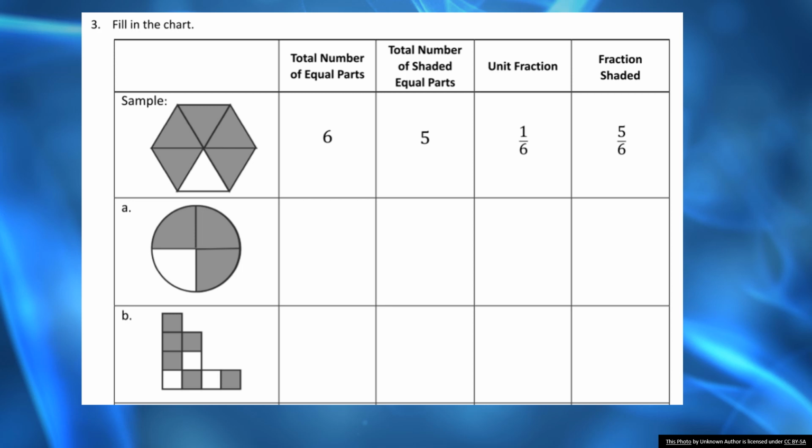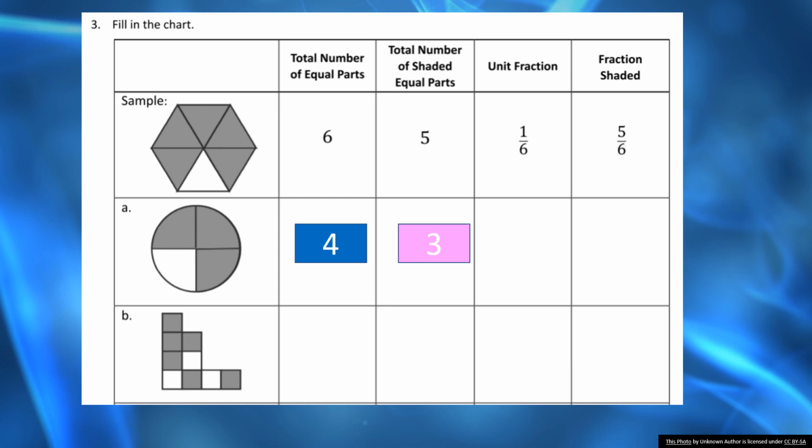Now that we've talked about the sample, let's look at letter A. All right, so I'm looking at letter A, and we need to count the total number of equal parts. How many parts is A divided into? If you said 4, you're correct. Model A is divided into 4 equal parts. Now, how many of those parts are shaded? If you said 3, you're a rock star. There are 3 parts shaded.